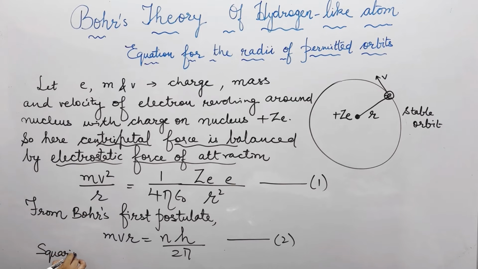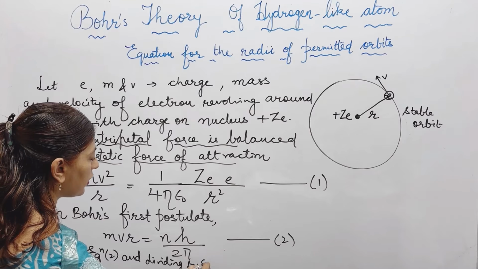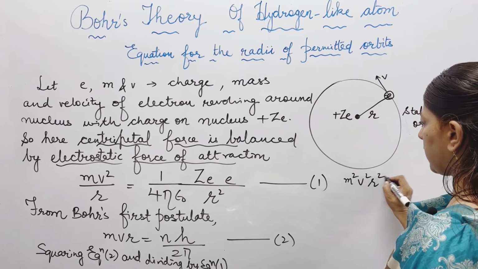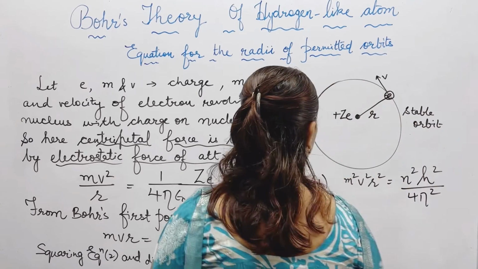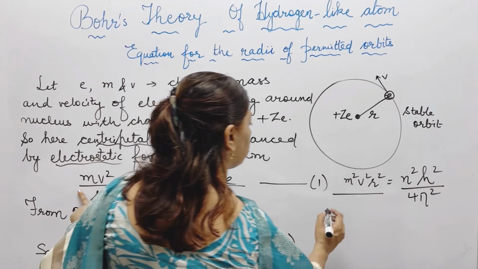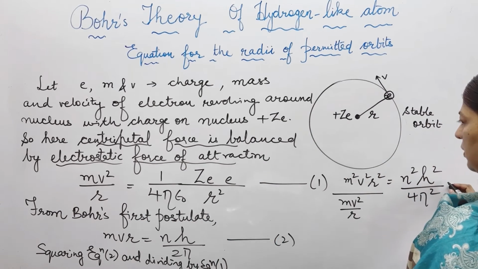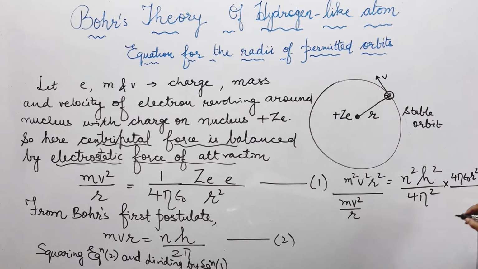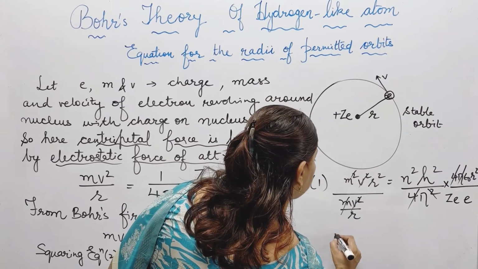Squaring equation 2 and dividing by equation 1, we now have m square v square r square equals n square h square upon 4 pi square, divided by mv square by r. 4 cancels with 4, pi also gets cancelled, m is cancelled, v square is cancelled. Here it will be r cube.